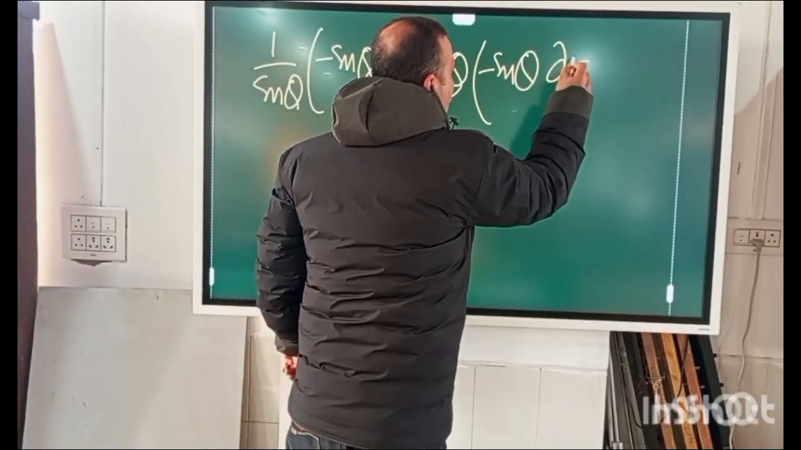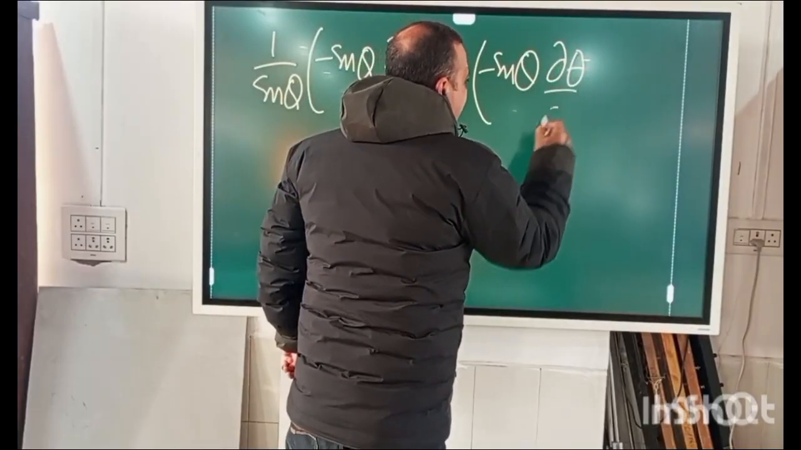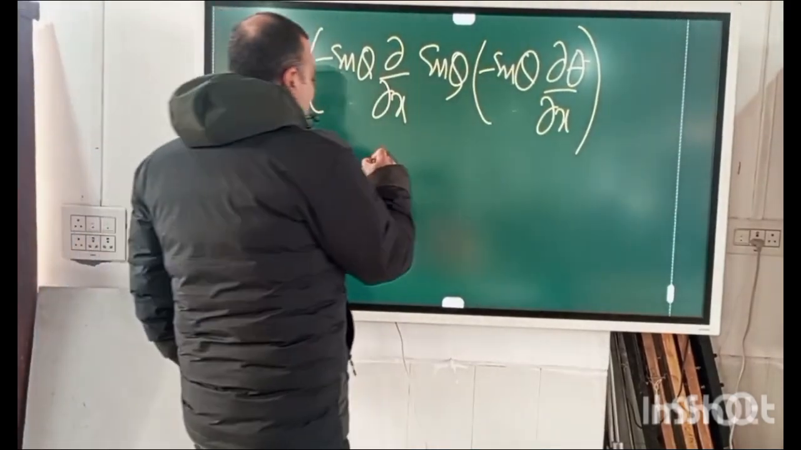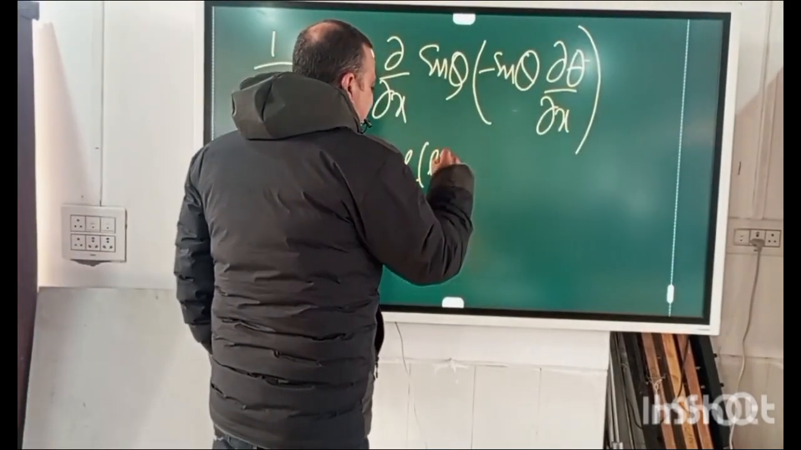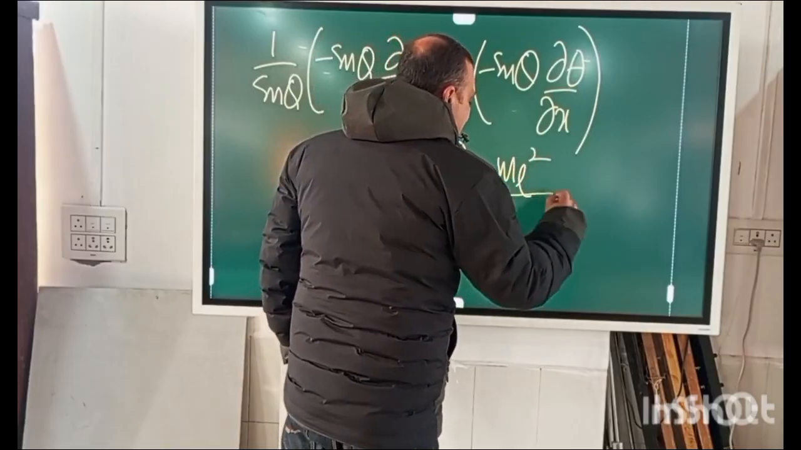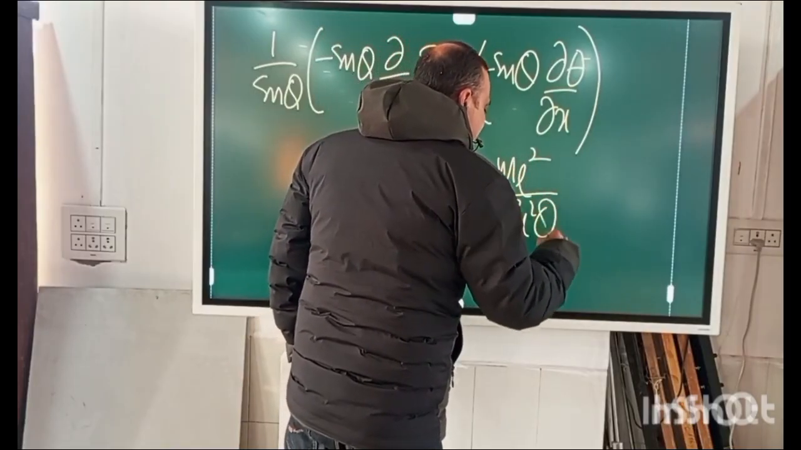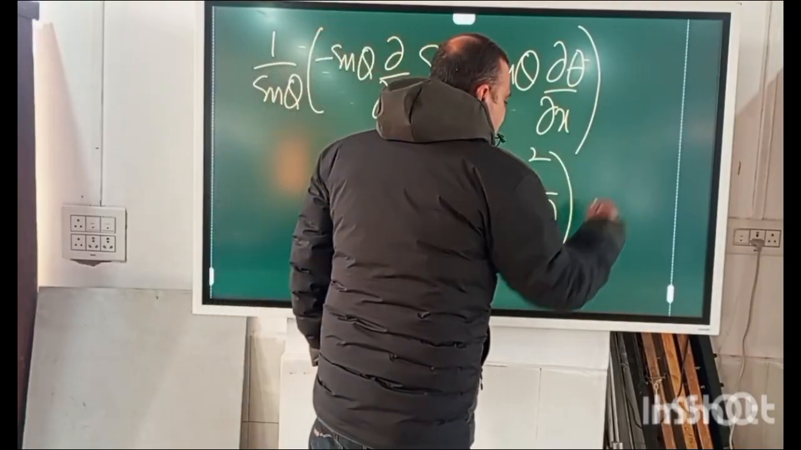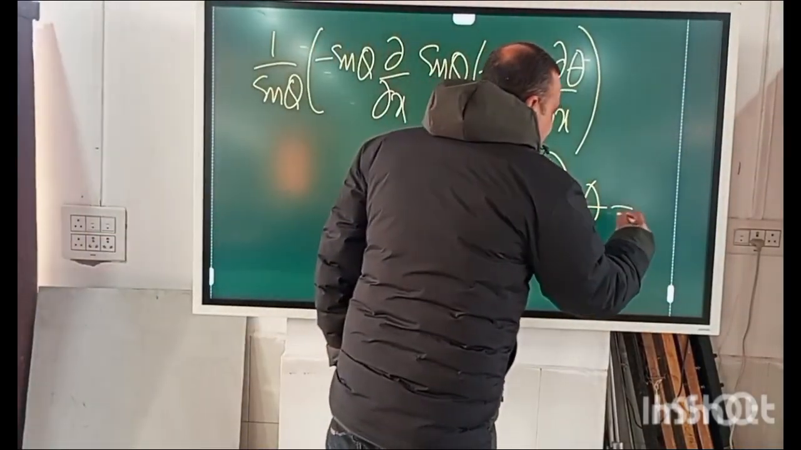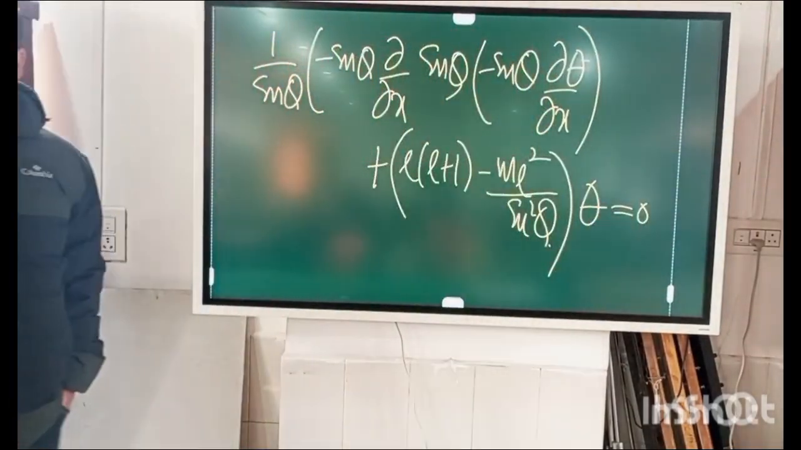∂θ/∂x, close it. Right? Then I have my own terms plus L times (L plus 1), then minus m_L squared by sin squared θ. This whole thing is multiplied by capital Θ, and this whole thing is equal to 0. Is it fine up to here?